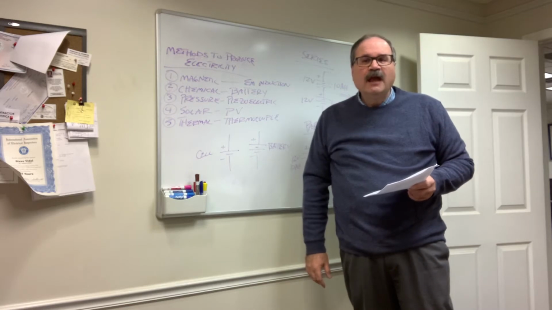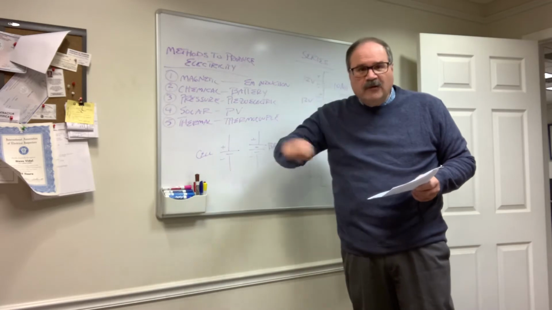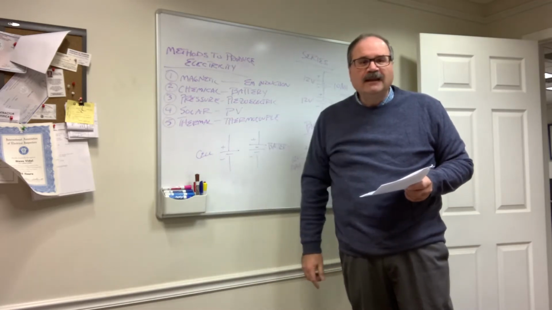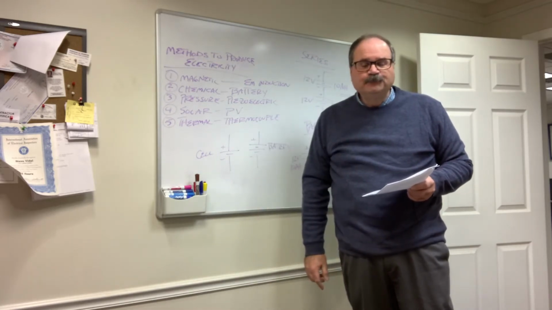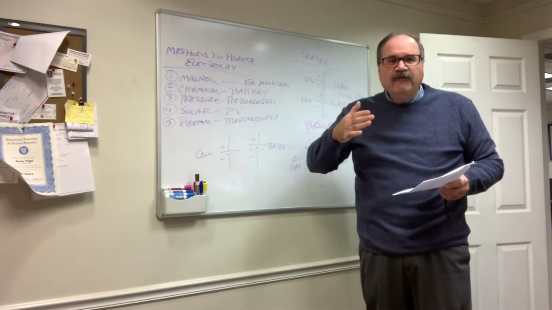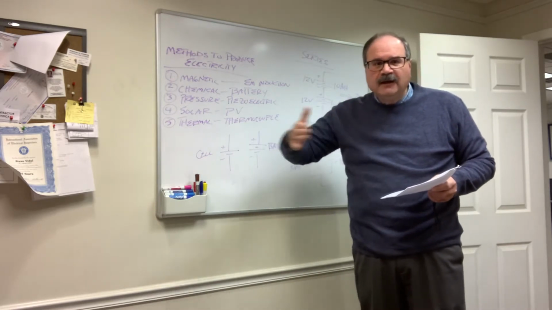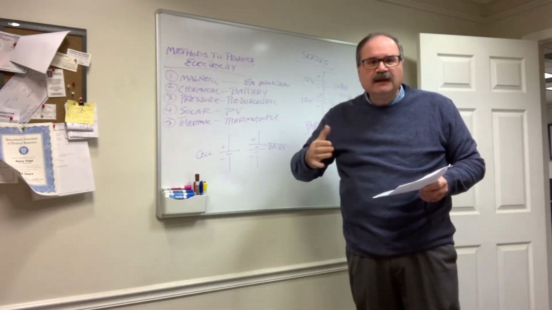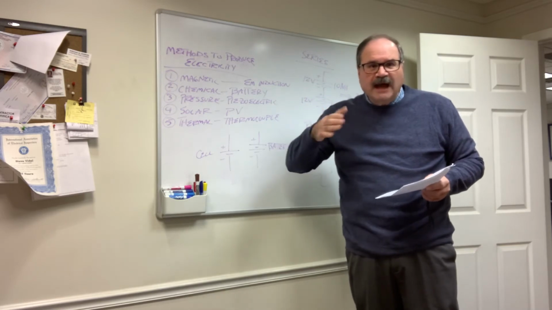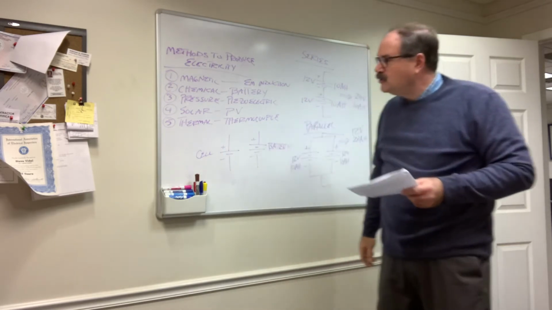Electromagnetic induction: whenever you pass current through a conductor, you will generate magnetic flux or a magnetic field about the conductor. And if you were to move a conductor in a magnetic field, you would generate a voltage on that conductor provided it's in motion.